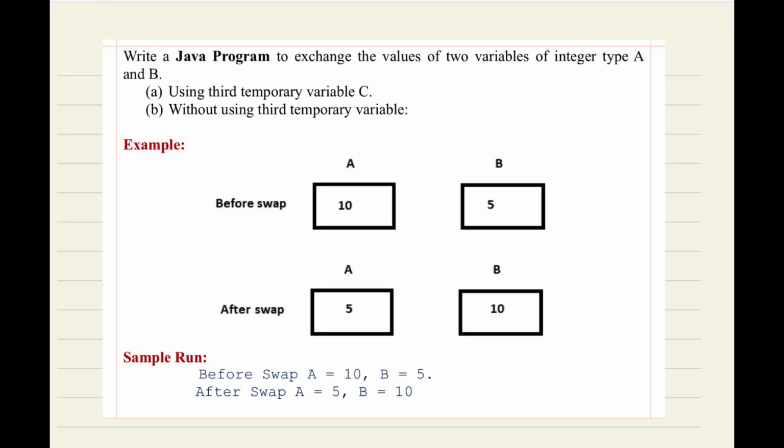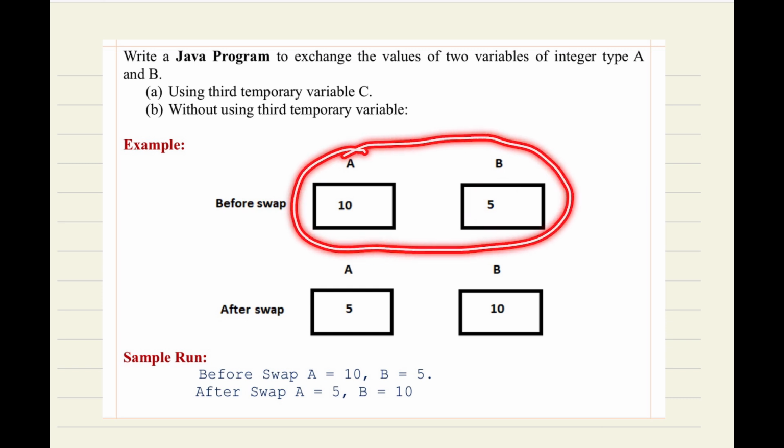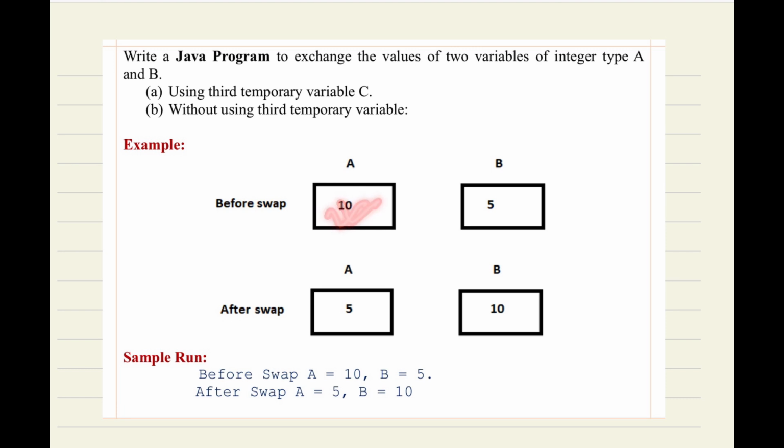In this video, we are going to discuss the next problem, that is, exchange the values of two variables of integer type a and b using a third temporary variable c, and without using a third temporary variable c. That means we have one variable a whose value is 10, and another variable b, assume its value is 5. Now we want to exchange or swap the contents of a and b. That means a value becomes 5, b value becomes 10.